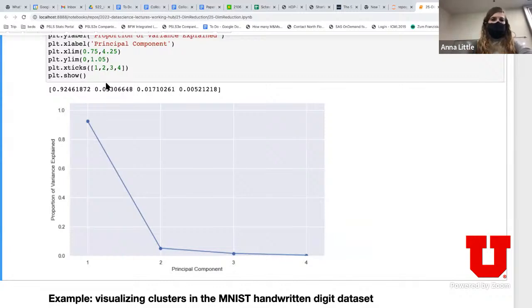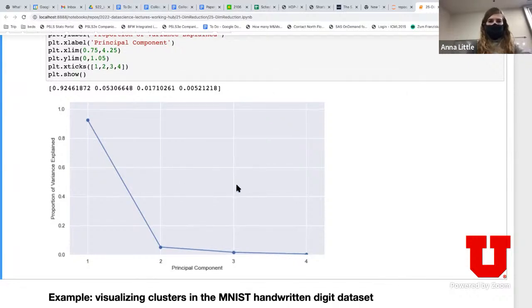So this is telling us that 92% of the variance in the data can be explained just from the first principal component. 5% of the variance can be explained by the second principal component, 1.7% from the third, and less than 1% from the last one. Okay, so that's a pretty high percentage, right? 92% of the variance in the data is explained just by that first component.